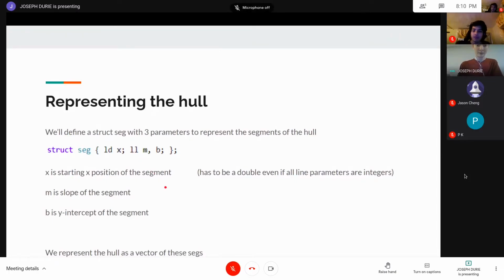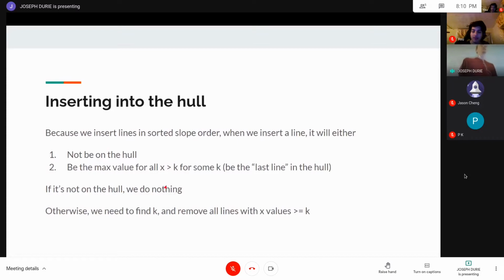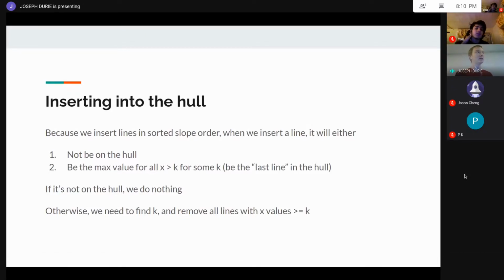All right. Okay, so now how do we insert into the hull? Because we're inserting everything in sorted slope order, when we insert a line, we know that everything inside the hull has a slope that is not bigger than it, which means that this line is either going to not be on the hull, which is only possible if the line before it has the same slope and is shifted higher up. We'll get into that case a little bit in a second.